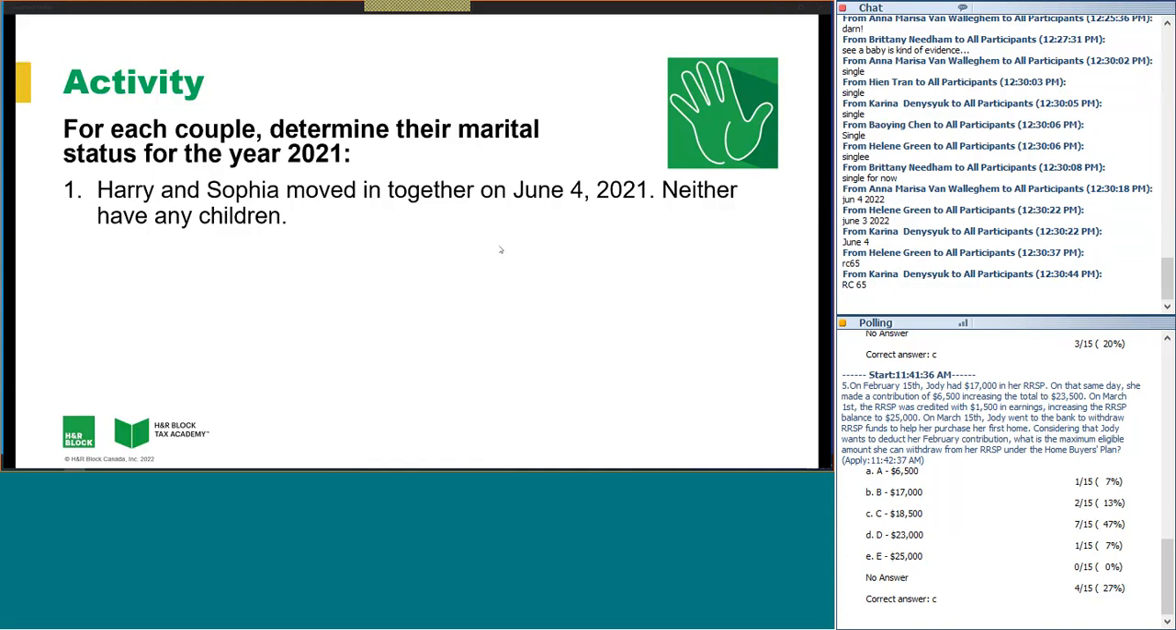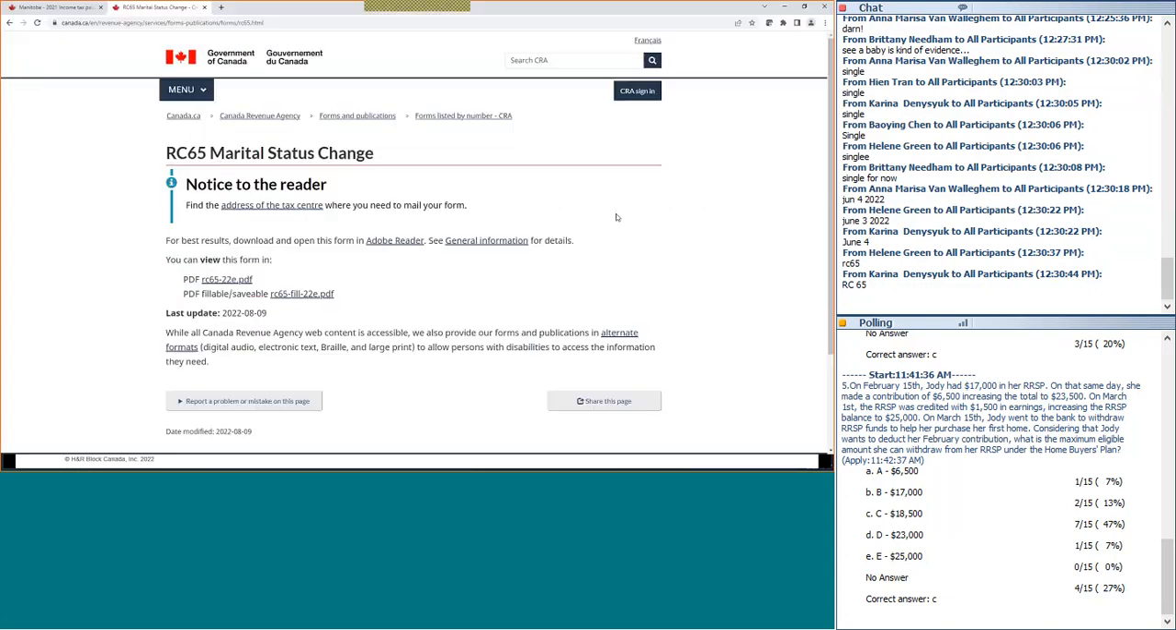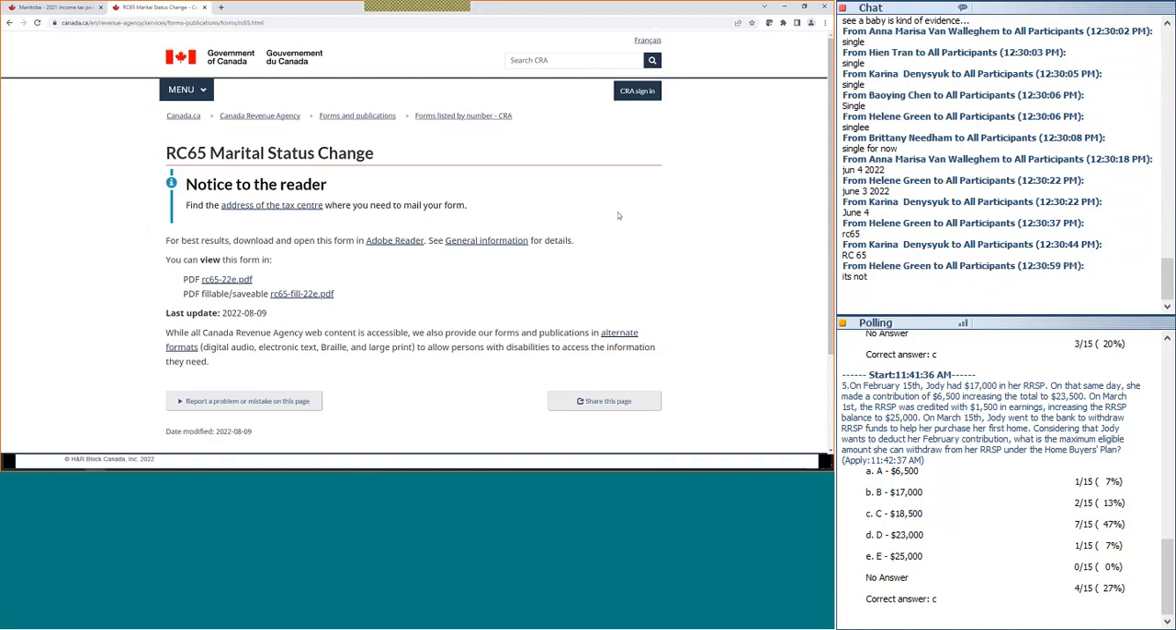So if you have not seen this, you should take a look at one. And I will pull one up for you. How to find this form if it's not in your fillable package, you can Google CRA change of marital status or CRA RC65, or go to the Canada CRA website and type in RC65 or type in marital status change.